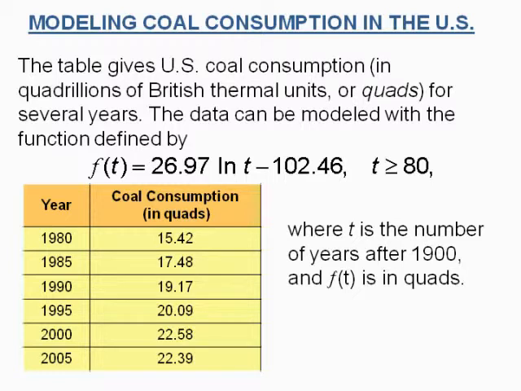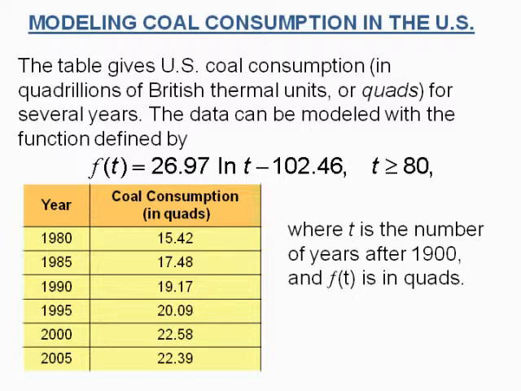The data can be modeled with the function f of t equals 26.97 times the natural log of t minus 102.46, with t greater than or equal to 0. So notice they've got the years 1980 to 2005 there, and the coal consumption in quads in those years. And it says where t is the number of years after 1900 and f of t is in quads.